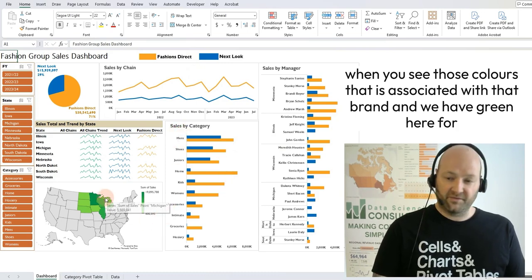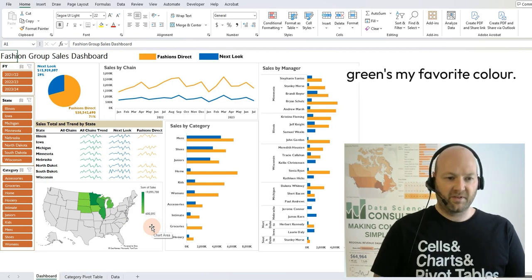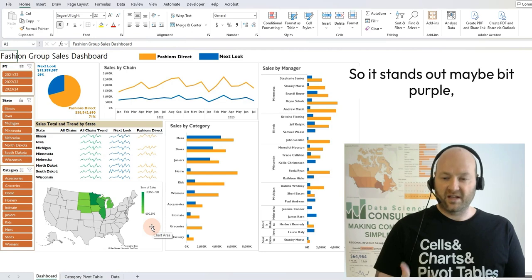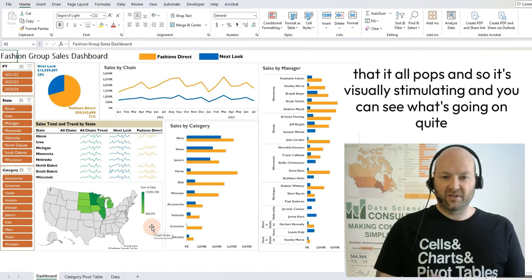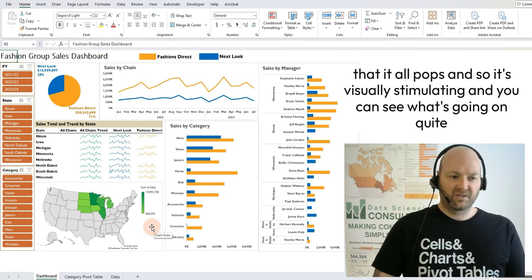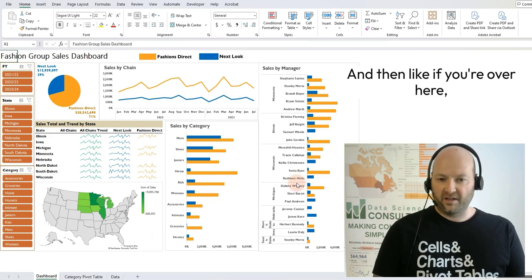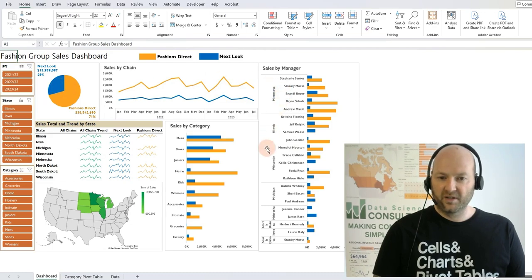And we have green here for sales. It could be a different color. I chose green. Green's my favorite color. Some people like something quite different, so it stands out, maybe a purple, things like that. But you've got to be careful that it doesn't blend with the backgrounds, and make sure that it all pops, so it's visually stimulating, and you can see what's going on quite easily. And then if you're over here, you don't have to remember what these colors are, because it's consistent. So as you're looking through the dashboard, you know what's happening.